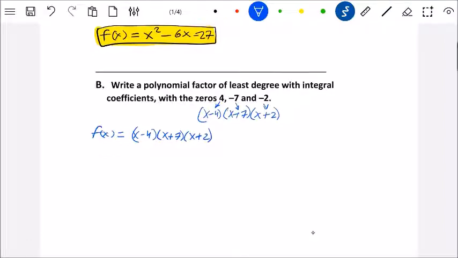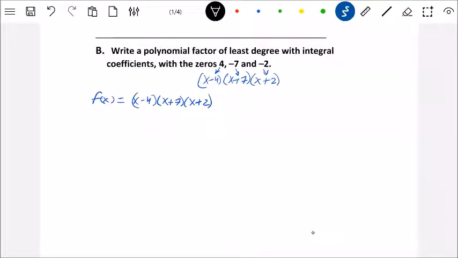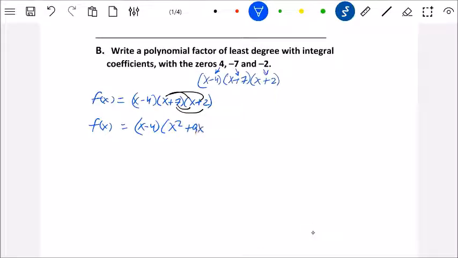Now, you just multiply 2 of them at a time. I'm going to start at the back, and I'm going to do x plus 7 times x plus 2. It doesn't actually matter which order you do the binomials, as long as you do 2 of them at first, and then multiply the other one to it. So that's going to be x squared plus 2x and plus 7x is plus 9x. And then 7 times 2 is the 14.